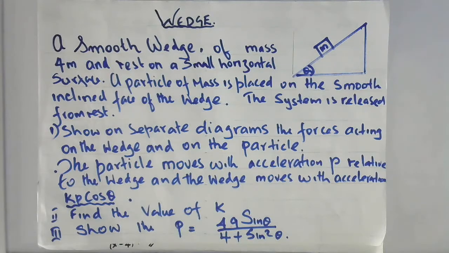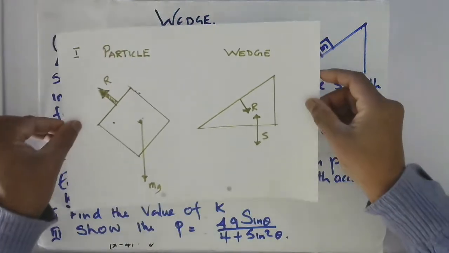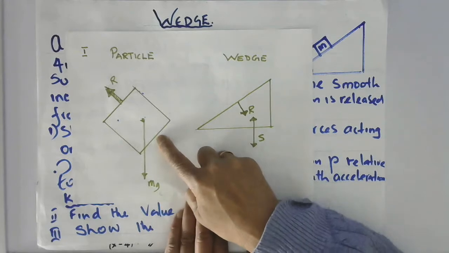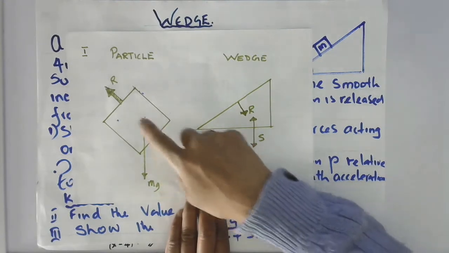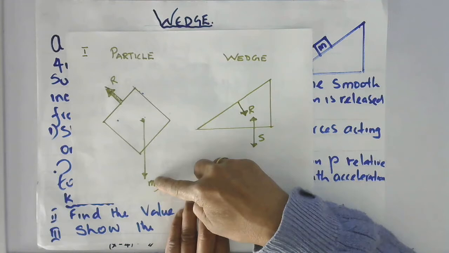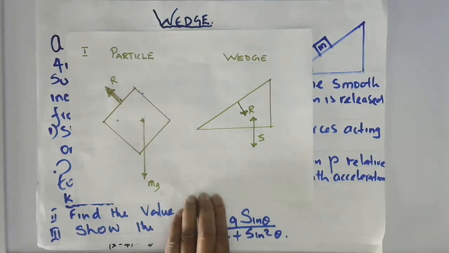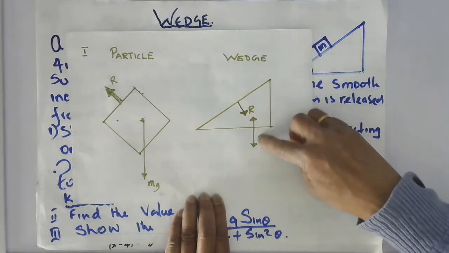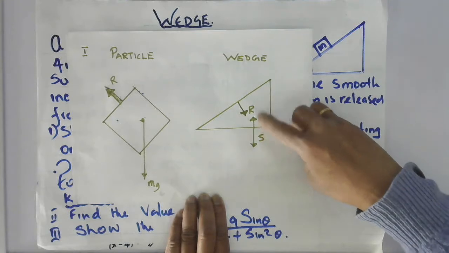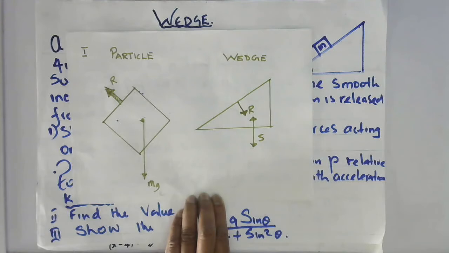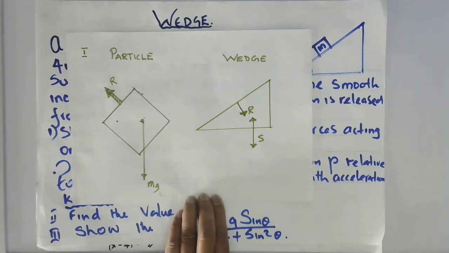I have already drawn this diagram for you, and I'm going to show it to you now. This is the particle, and the force acting downwards, because it has a mass of m, is mg. The normal force is R here. On the wedge, the force S is acting horizontally here, and you can also see the normal forces. That's the first part of the question.